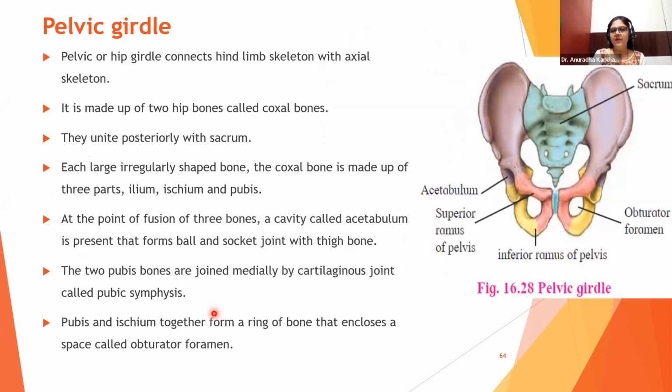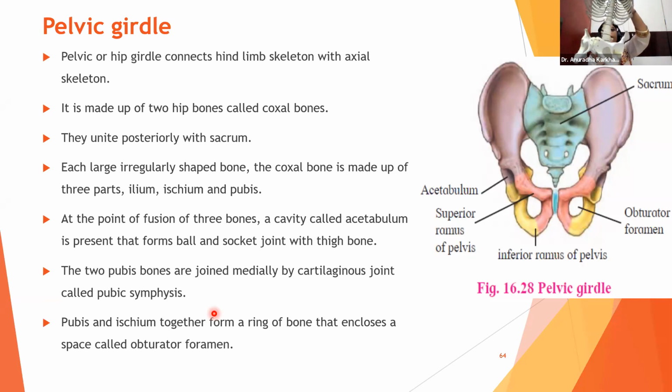Well, then we come to the pelvic girdle, very well shown in the diagram. Pelvic girdle or hip girdle connects hind limb skeleton with the axial skeleton, right? Lower bones. They unite posterior. It is made up of 2 hip bones called as the coxal bones. So you can see here the coxal bones. So these are nothing but the coxal bones.